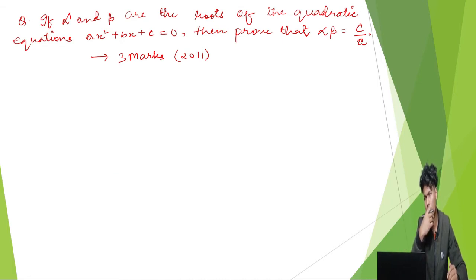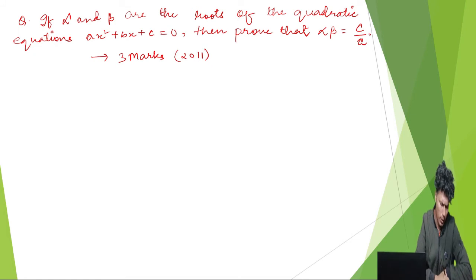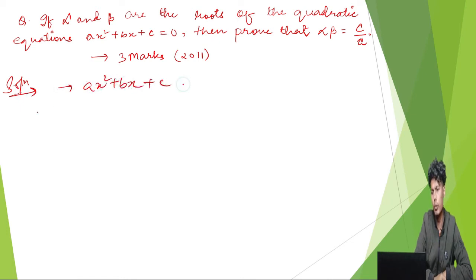Now let us look forward to the question. If alpha and beta are the roots of quadratic equation ax square plus bx plus c equal to 0, then prove that alpha into beta is equal to c by a. We need to prove. So the question says we have quadratic equation ax square plus bx plus c, and we need to prove alpha beta is equal to c by a. So let us start the proof.